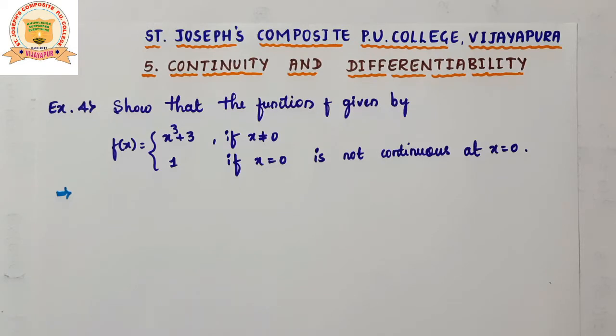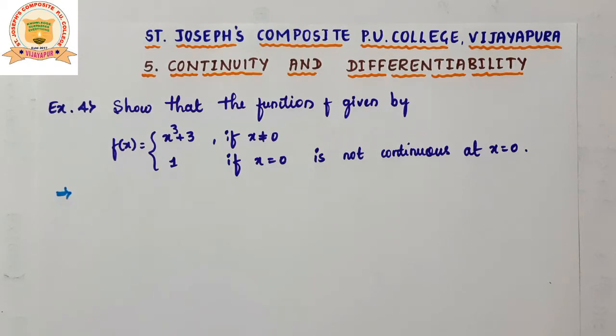The question is like this. Show that the function f given by f of x is equal to x cube plus 3 if x is not equal to 0, and its value is 1 if x is equal to 0. We have to show that it is not continuous at x is equal to 0.